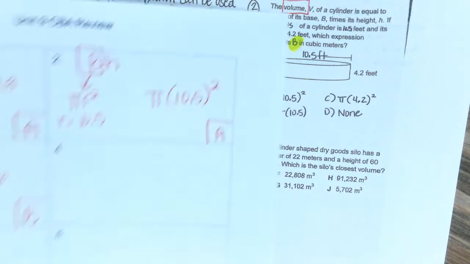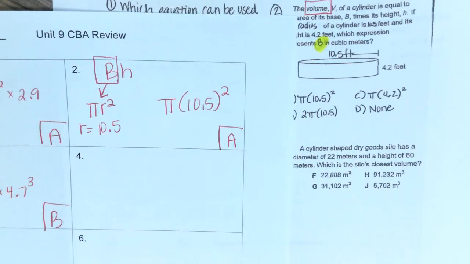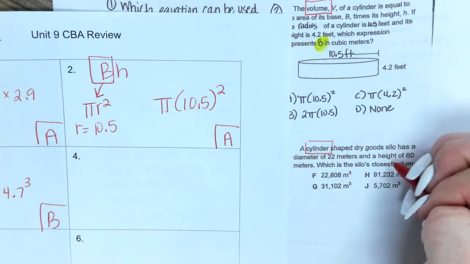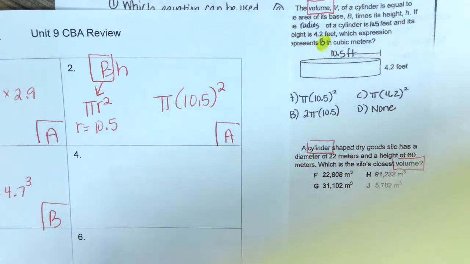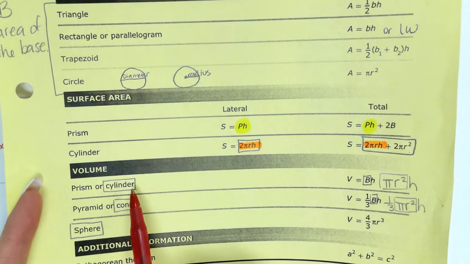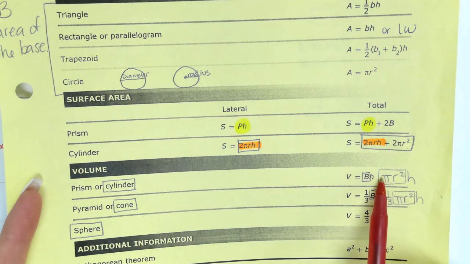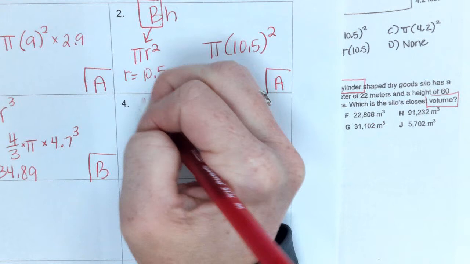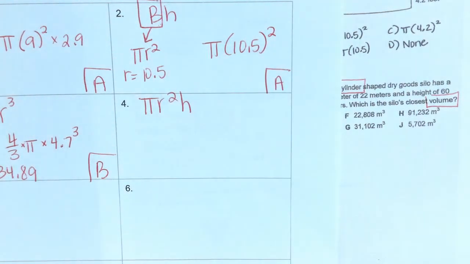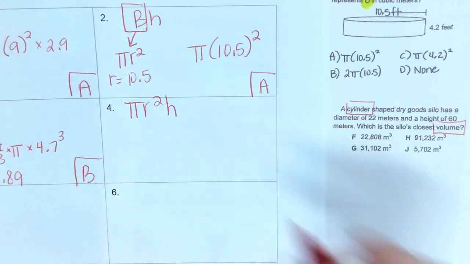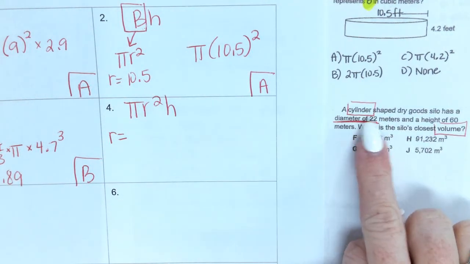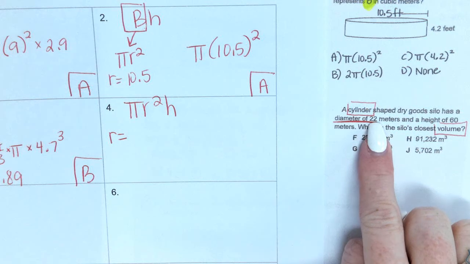Number 4. What type of shape? And did it ask for surface area or volume? All right, so I go to my star chart. I go to volume of a cylinder and I write this formula down, pi r squared h. Check your stuff right now. Everybody sitting up. Did they give you the radius? What did they give you? So what do I have to do to this number?